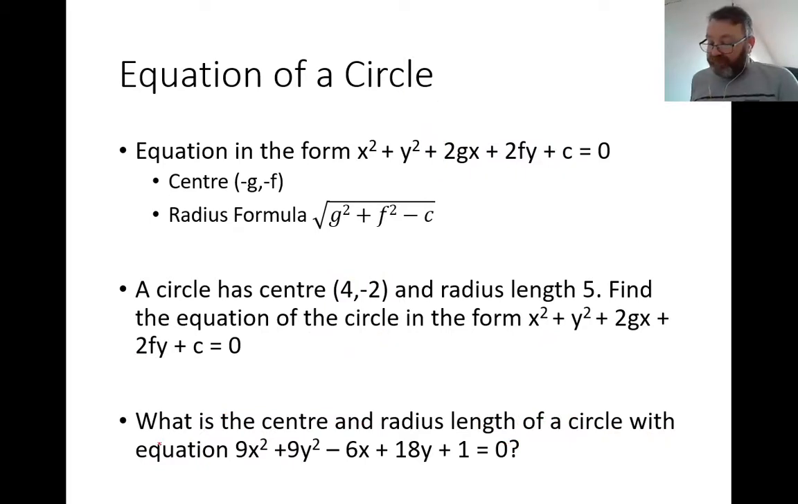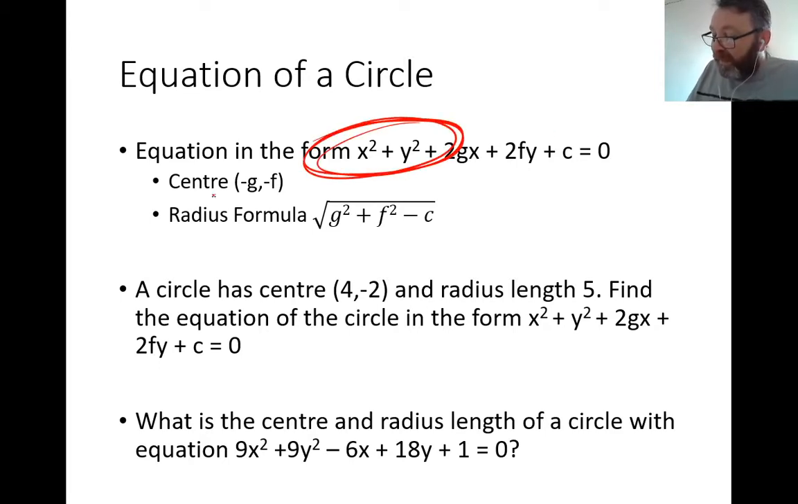What is the center and radius length of a circle with equation 9x squared plus 9y squared minus 6x plus 18y plus 1 is equal to 0? Okay, the answer is that at the moment this equation is unreadable, because if you go back to the top of the slide, the equation must begin with x squared and y squared. There is no other coefficient allowed of x squared and y squared, only one.